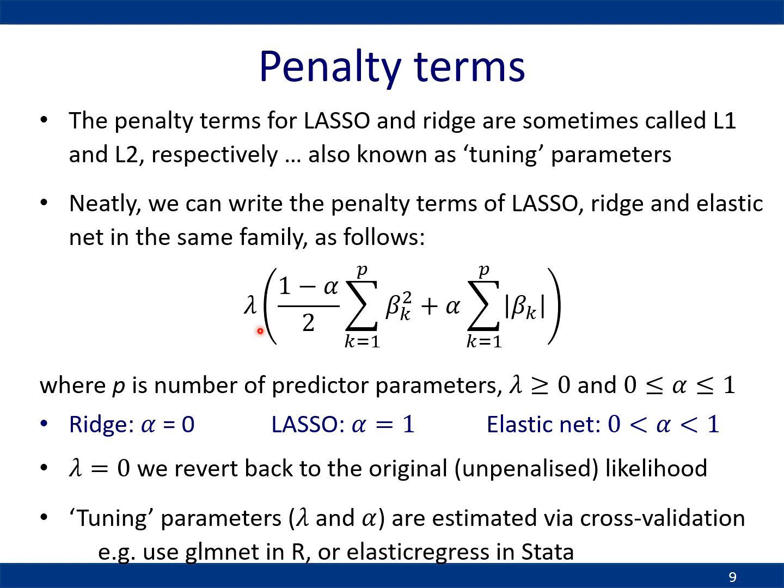How do we estimate lambda? Well, typically this is using the data at hand and estimated via cross-validation. Similarly for alpha, although sometimes we may just say 0.5 if we were using elastic net. Of course, alpha is defined as 0 or 1 if we're doing ridge or lasso, but for elastic net we would have to estimate it or predefine it, maybe 0.5. So we're talking about using packages such as glmnet in R or elasticregress in Stata. Other packages are available.